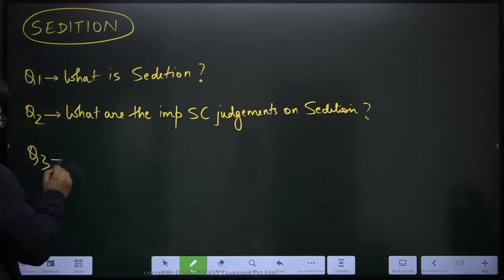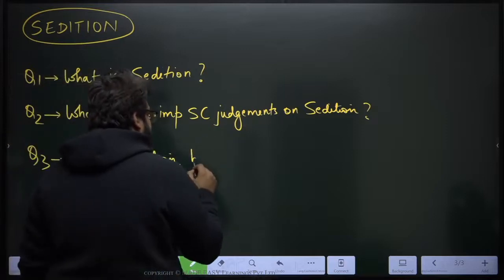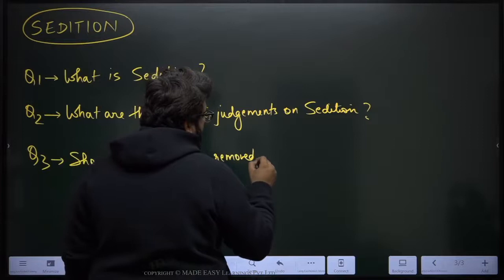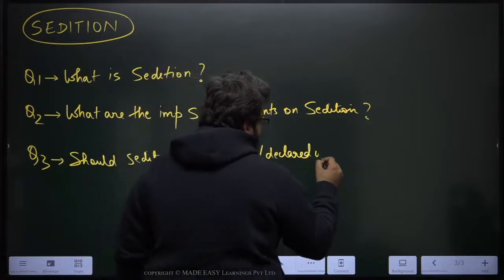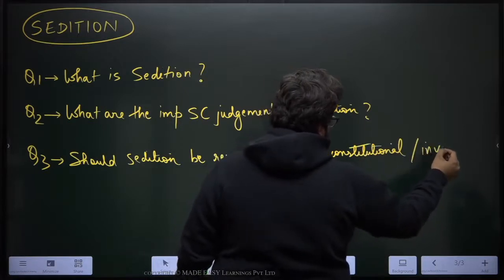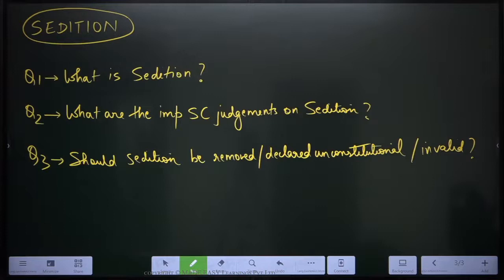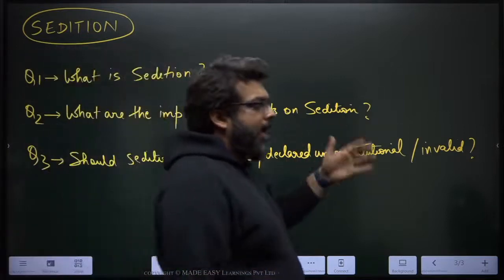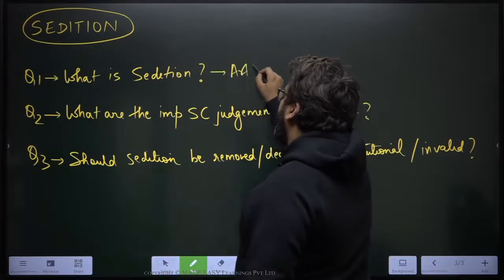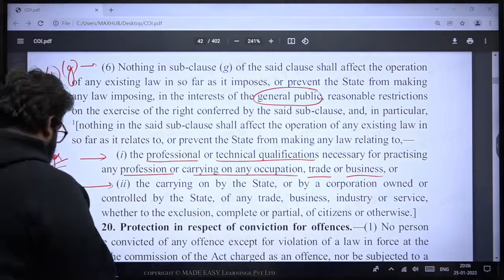And third, should sedition be removed or declared unconstitutional or invalid from the Indian legal system? As long as we are able to answer these 3 questions, I think we are perfectly capable of solving any question that can come as far as sedition is concerned, right? Now, I'll first tell you what sedition is and how does it correlate to Article 19, and then we'll do the remainder 2 questions. Okay? So, for that, I'll take you to our slides, right?